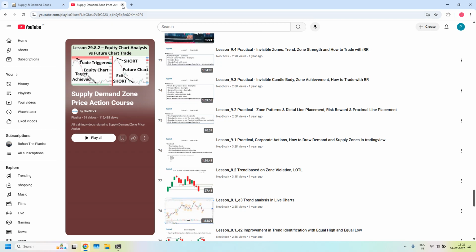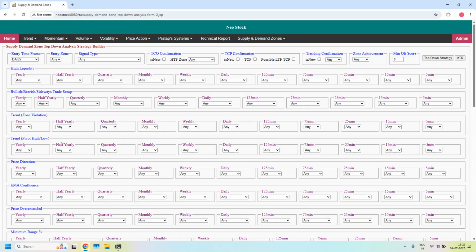Now let's get into the supply demand zone report generation with the help of NeoStock Software Supply Demand Zone Top-Down Analysis Strategy Builder. In this report, I am going to generate daily and 75 minutes high liquidity zones, and then I will generate NIFTY and BANKNIFTY supply demand zone chain reports. After that, I will be generating sideways trade setup, bullish trade setup, and bearish trade setup supply demand zones for monthly income trade, weekly income trade, daily income trade, and hourly income trades.